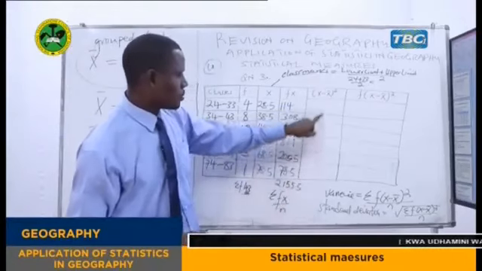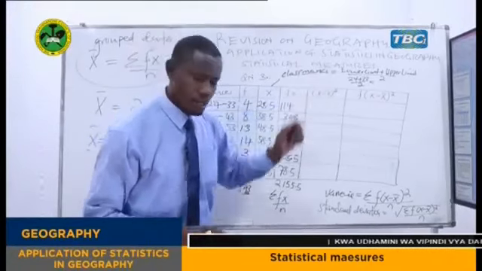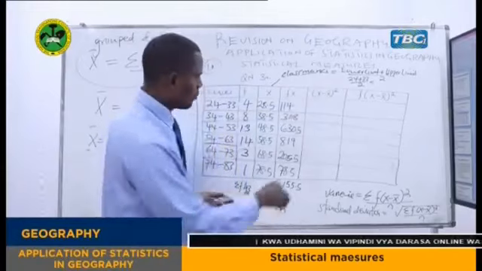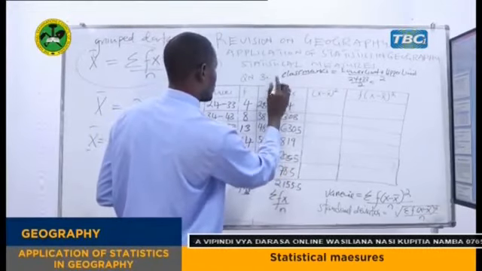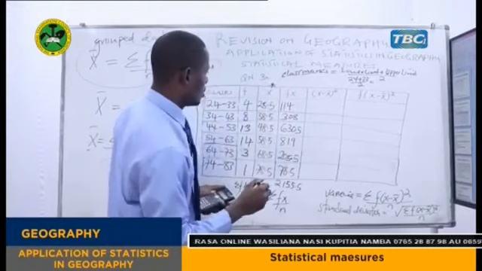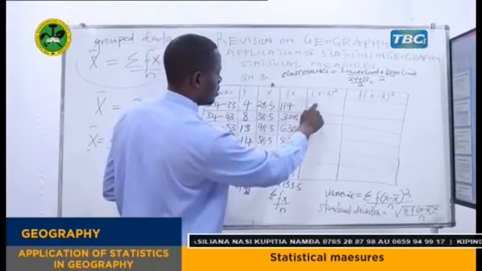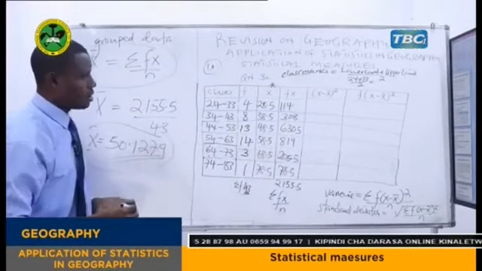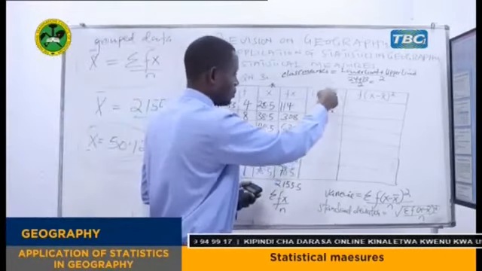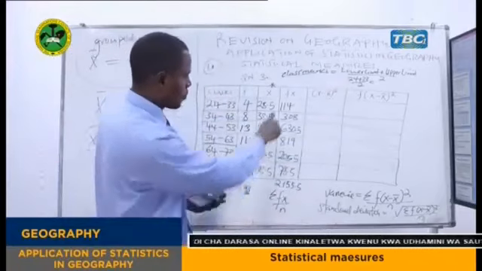And that column is about bracket x minus the mean, then square. So what we do over there, we'll be dealing with that column. The column for the class mark, we have it here. Then we minus the mean, because we have the mean, it's already there. And then we square it. So we start with the first column.